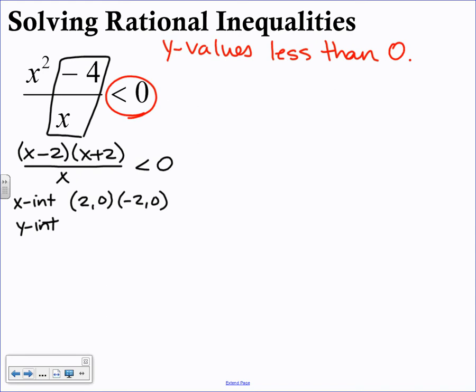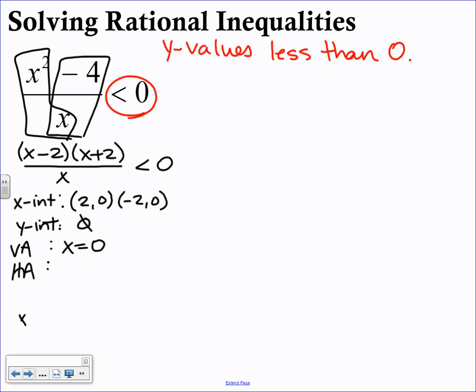What are my x-intercepts? My x-intercepts are (2, 0) and (-2, 0). My y-intercepts? What happens when x turns into 0? It's undefined, so I don't have any y-intercepts. Vertical asymptotes come from the denominator, and that's where x equals 0, because that's my factor. Horizontal asymptotes: I look at these two things. Ooh, there's a bigger degree on the top than on the bottom. So guess what I need to do?